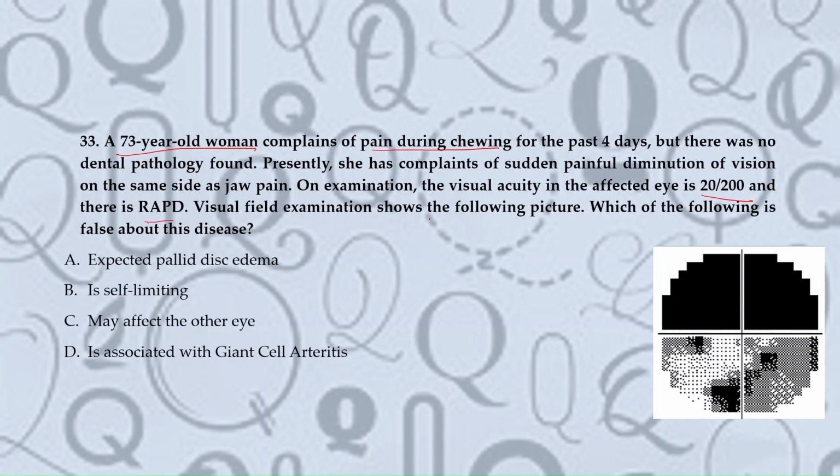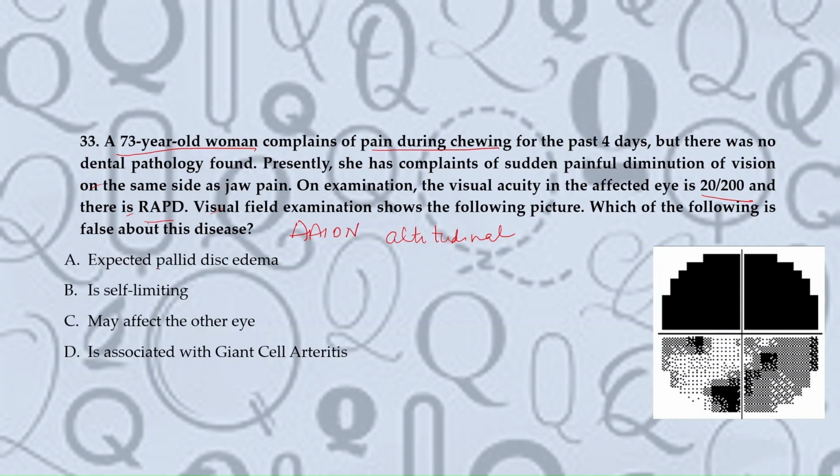Visual field examination shows an altitudinal scotoma. One thing you should remember is that altitudinal scotoma can happen in both arteritic and non-arteritic. If you see, the superior half of the field is gone, so this is a superior altitudinal scotoma. So what is false about this disease? What are we dealing with here? The diagnosis here is arteritic anterior ischemic optic neuropathy.